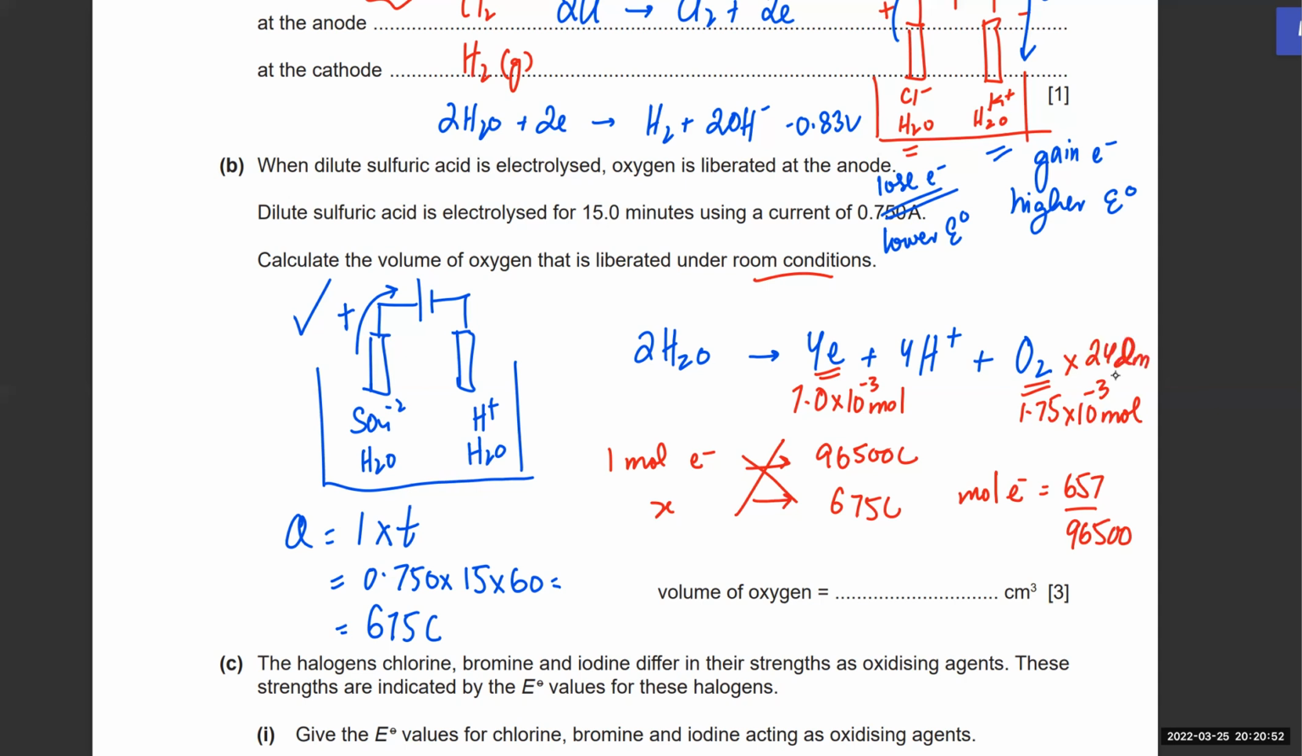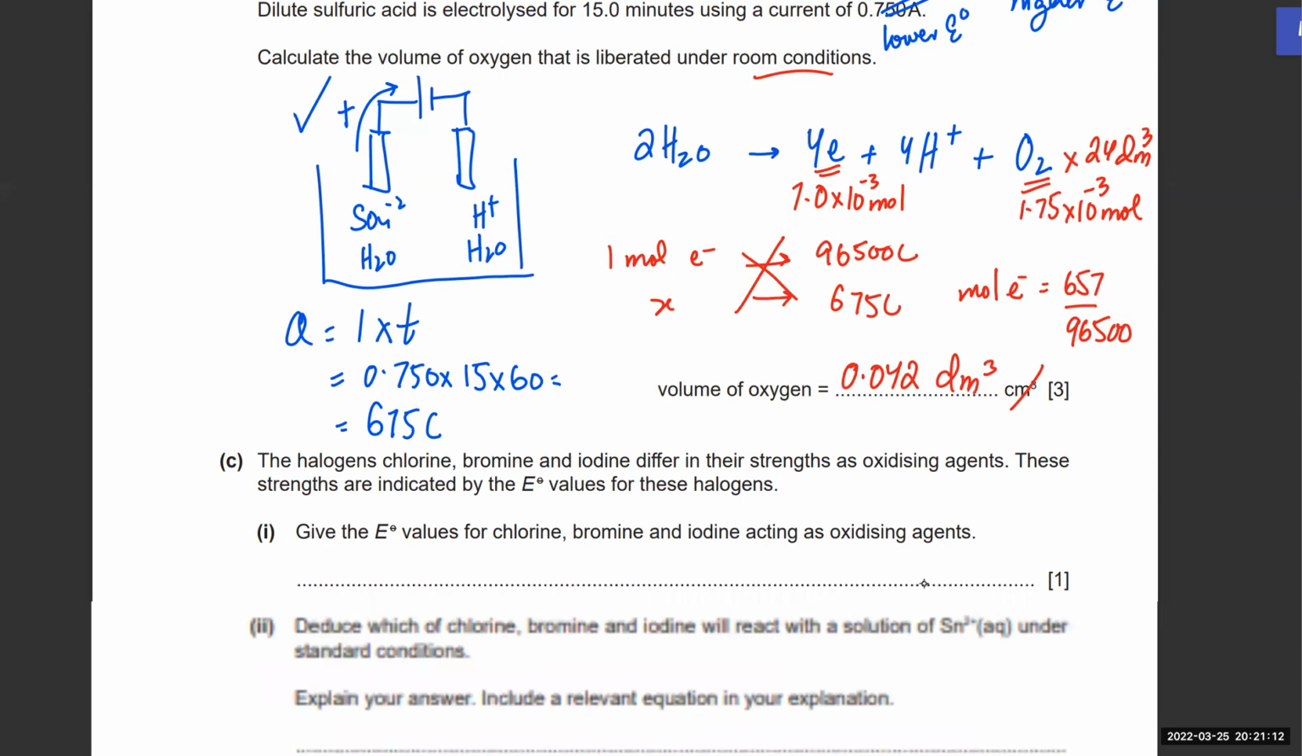What did they give us? So how much volume do you get? 0.042. But that's in dm cube, right? So convert that, multiply that by 1,000 and you'll find it in cm cube, right? 42. Okay, so just remember, you can calculate the charge through a circuit and you can convert the charge into moles of electrons. And once you figure out the moles of electrons, you can figure out the moles of oxygen as well.